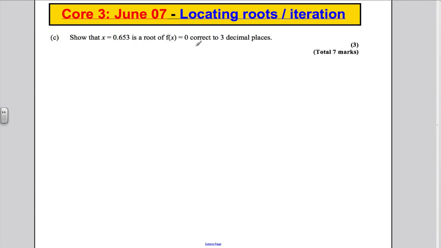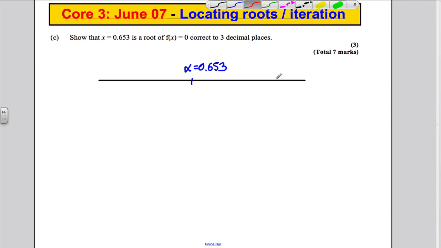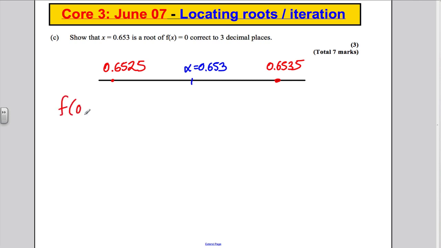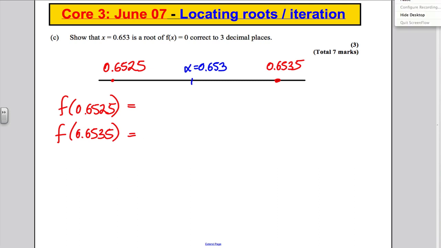Part C, show that this is a root correct to 3 decimal places. So we think that the root is alpha equals 0.653. As always, we would check the upper bound of this, which is 0.6535, and we would check the lower bound, which is 0.6525. We would work out f of 0.6525. We would work out f of 0.6535. Hopefully we get a change of sign, therefore we'd have a root.